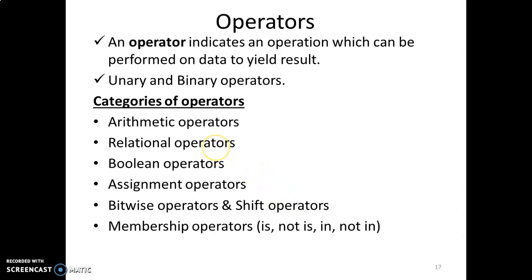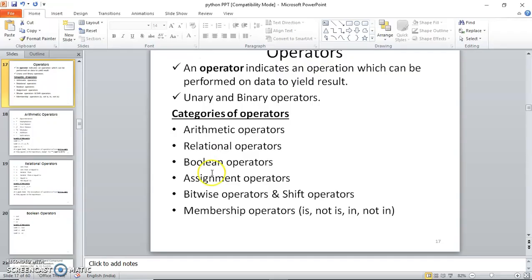We have discussed all the operators: arithmetic operators, relational operators, Boolean operators, assignment operators, both the simple and the compound, bitwise operators and shift operators. Now let me discuss today the membership operators. Basically there are four membership operators: is, is not, in and not in, and they are at the same level of hierarchy, and on one particular level the association is from left to right. So all these four operators are at the same level of hierarchy.